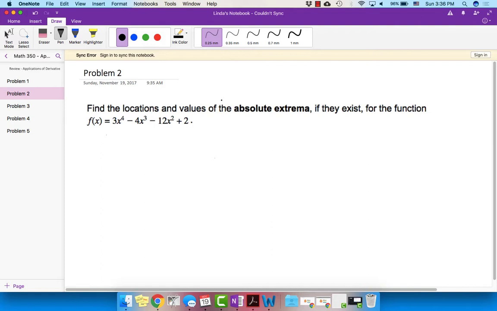So that means in order to find the extrema, your first step is to find critical numbers. Critical numbers include where the derivative is 0 and also the endpoints. But because the domain goes from negative infinity to positive infinity, we are not looking at the endpoints this time. Okay, so to start with the solution.